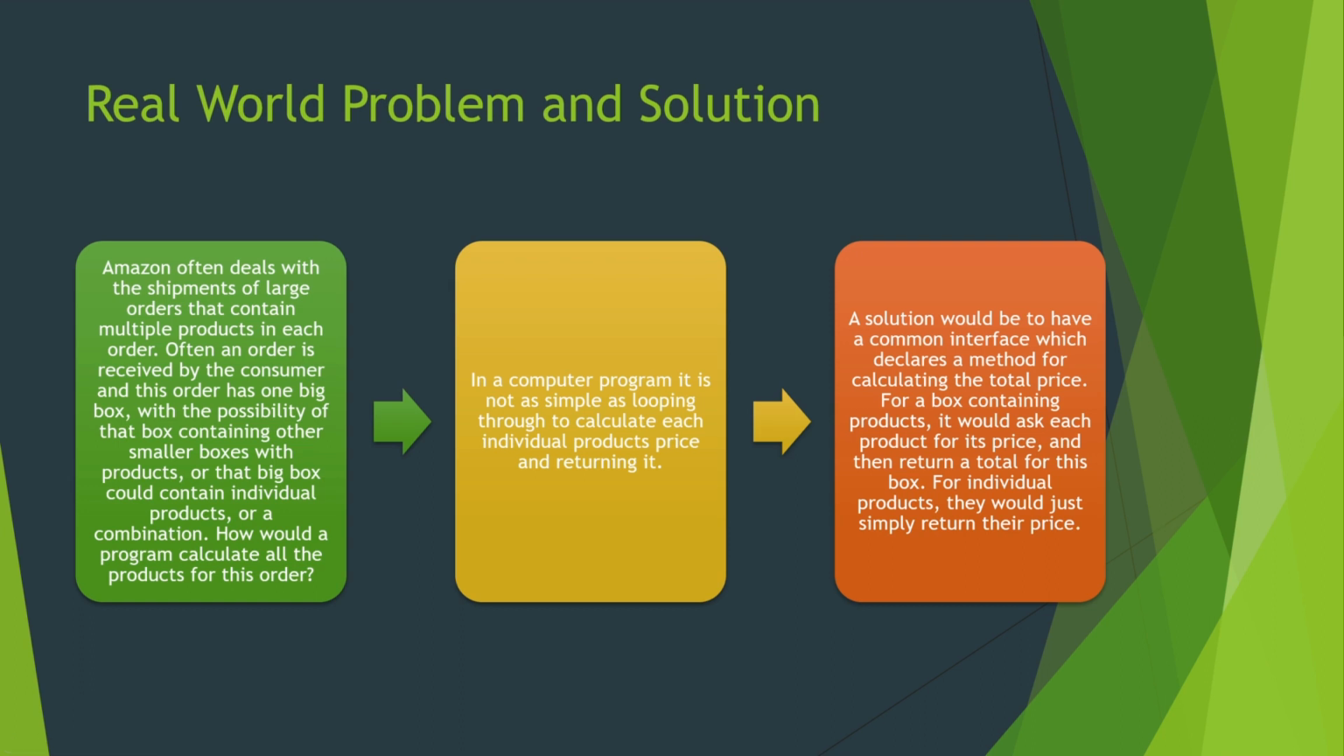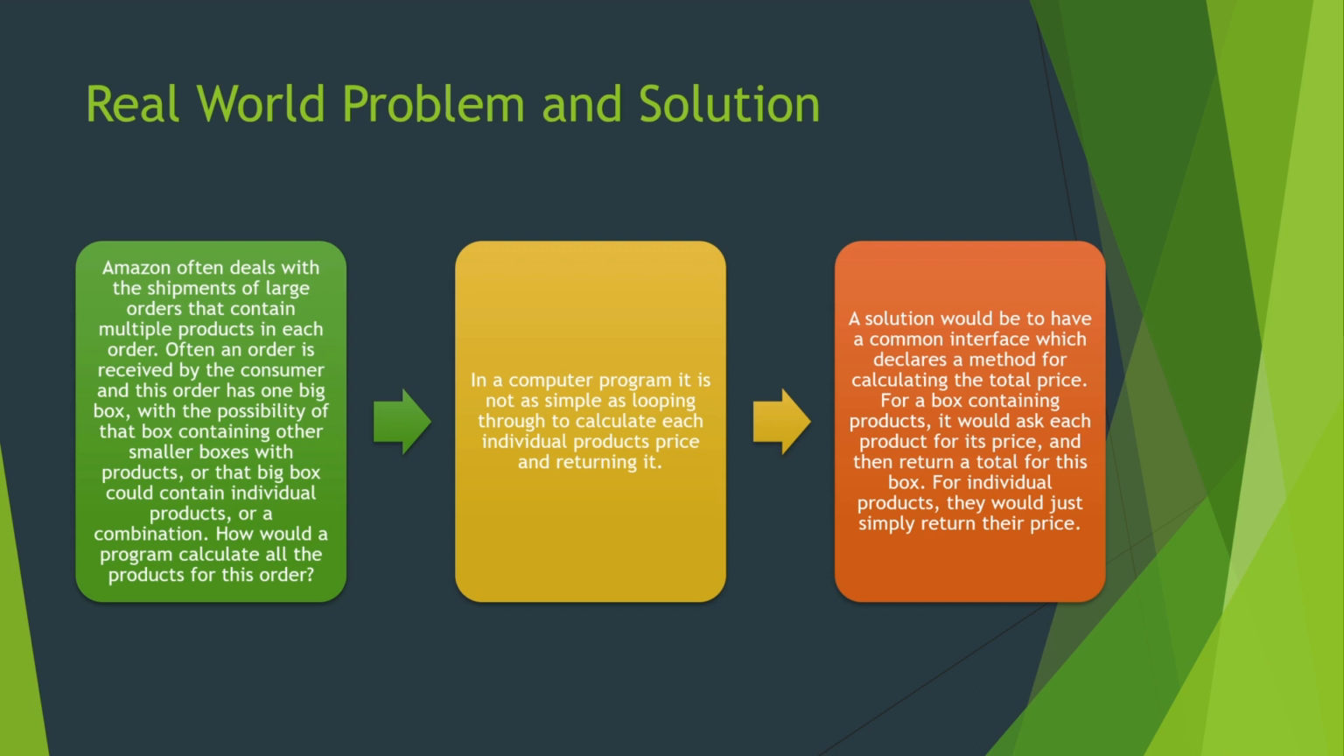Real-world problem and solution. Amazon often deals with the shipments of large orders that contain multiple products in each order. Often an order is received by the consumer, and this order has one big box, with the possibility of that box containing other small boxes with products. Or that big box could contain individual products, or a combination. How would a program calculate the price for all the products in this order?